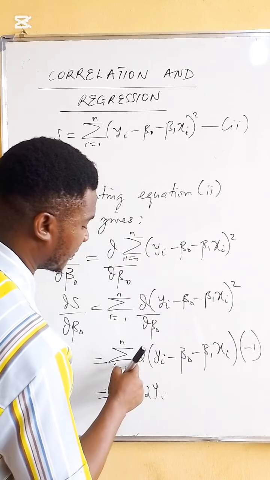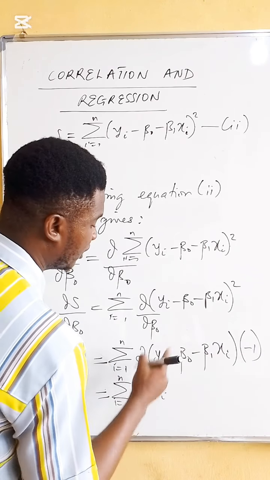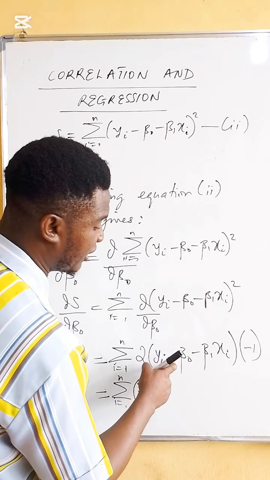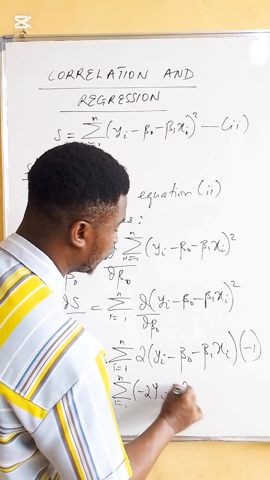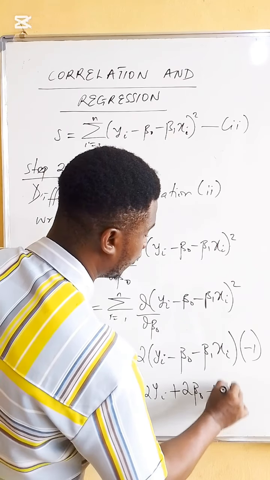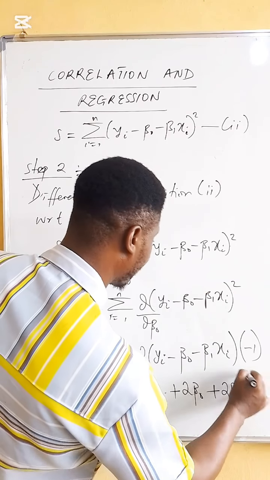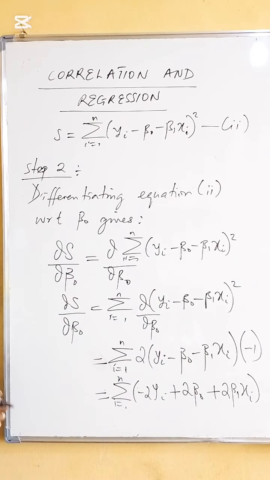When minus 1 multiplies 2 times yi, it gives you minus 2 yi. Minus beta naught gives you plus 2 beta naught. This gives you plus 2 beta 1 xi. So we can go further by doing the next thing.